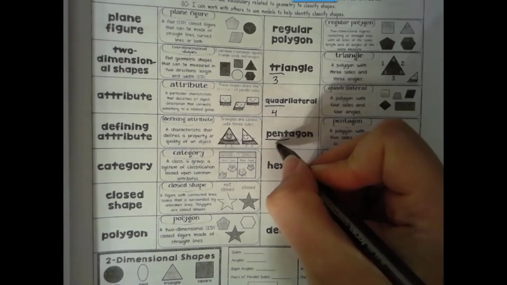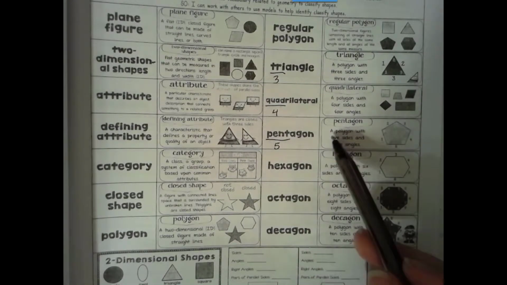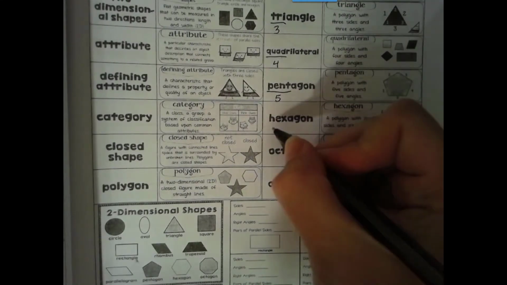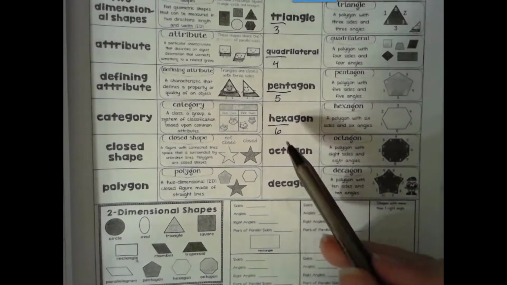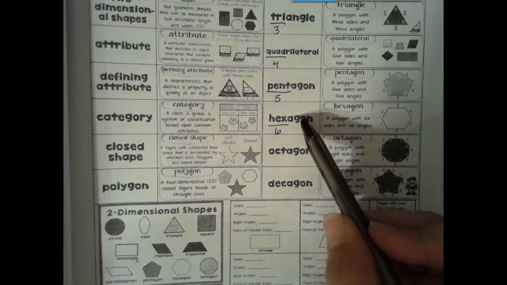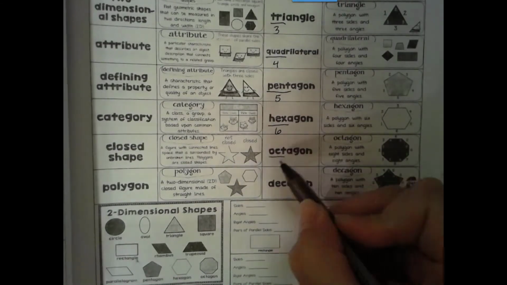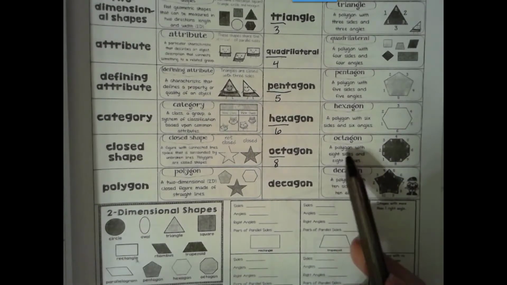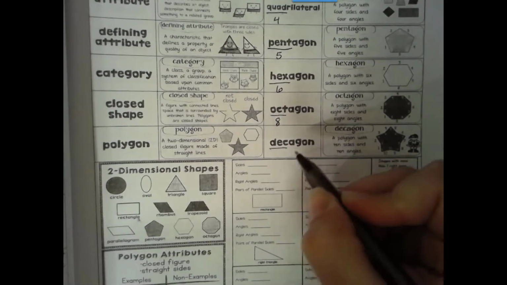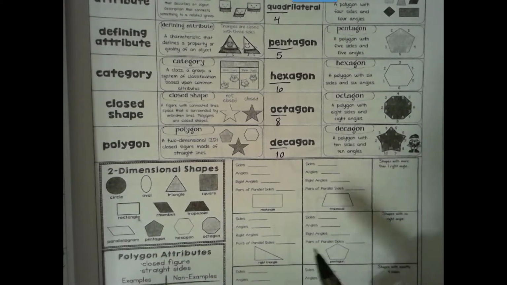Pent means five. And gon has to do with sides. Pentagon, 5 sides. A polygon with 5 sides and 5 angles. Hex is 6. So if you remember that they both have an X. 6 has an X, hex has an X. A polygon with 6 sides and 6 angles. Oct means 8. A polygon with 8 sides and 8 angles. Dec means 10. So a decagon is a polygon with 10 sides and 10 angles.